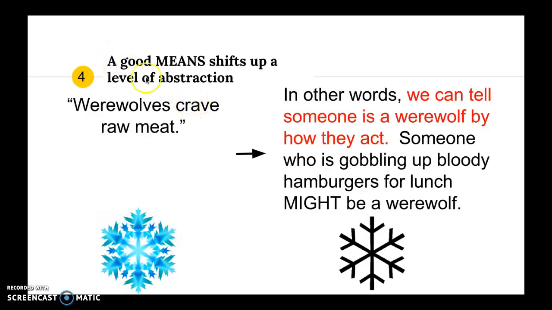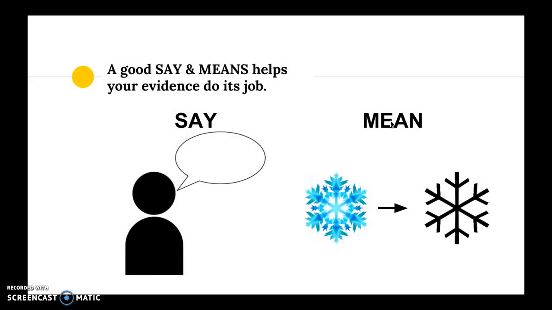So again, a good means shifts up a level of abstraction. Werewolves crave raw meat. In other words, we can tell someone is a werewolf by how they act. Someone who's gobbling up bloody hamburgers for lunch might be a werewolf. A good say and a good means helps your evidence do its job.